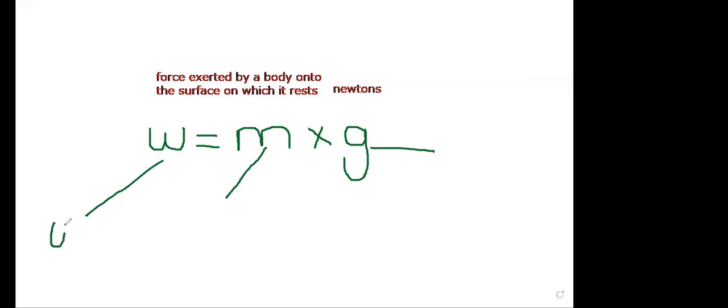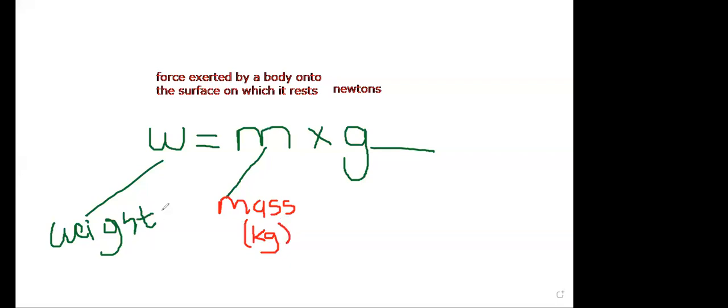W is the weight of a body. If I need to get that weight, I must know the M, which is the mass of the body. This mass must be in kilograms. Remember, our weight is in newtons.